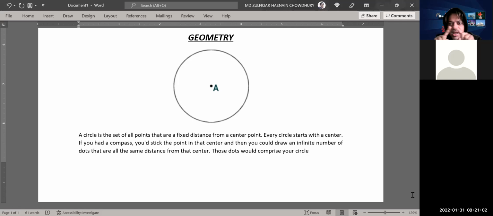All dots are connected to one another, okay? So here you can see this curved line. This is actually formed of many dots. Each dot is equally distant from the center point. This is the main lesson you need to know about the circle. If the distance differs, then it cannot be a circle.